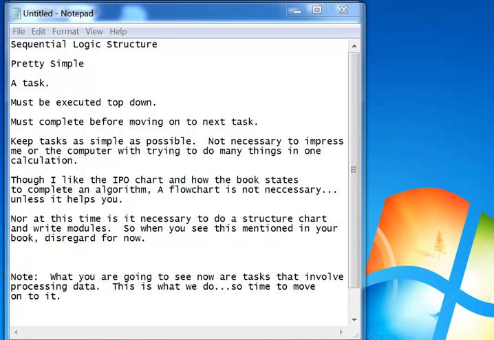So it must be executed top down, and must complete before moving on to the next task. I guess what I'm saying is that I must complete the opening of the can before I can start pouring it. Everything you do in programming, the task has to complete. You can't be doing two things at one time. I know we as human beings try to do that, but we don't do it very well.